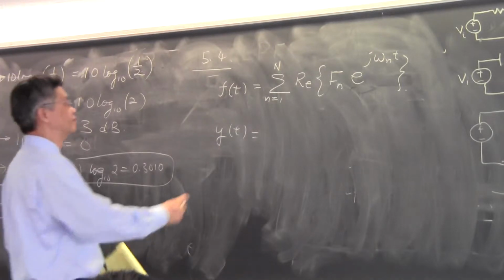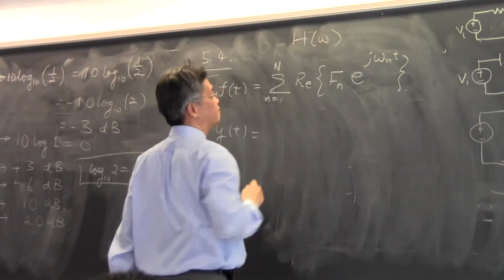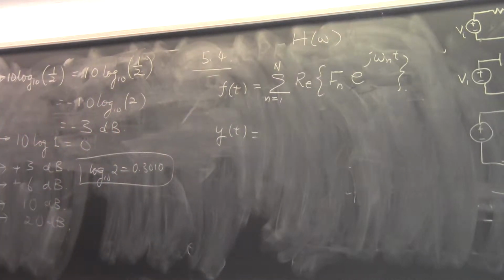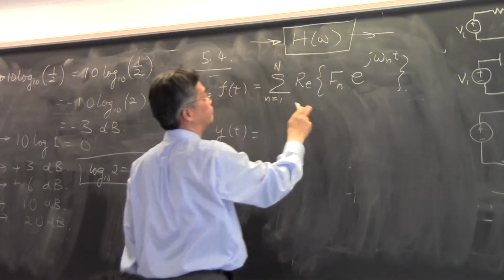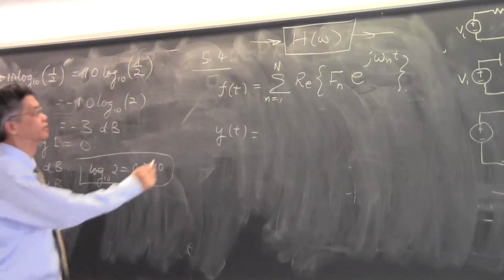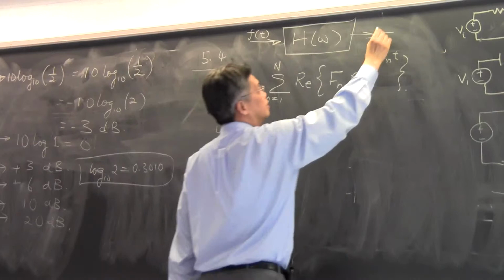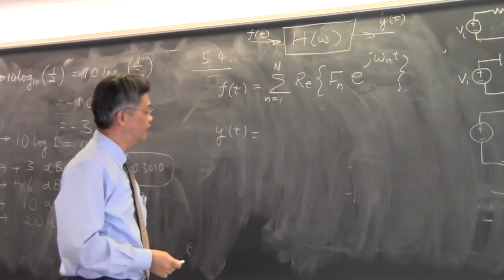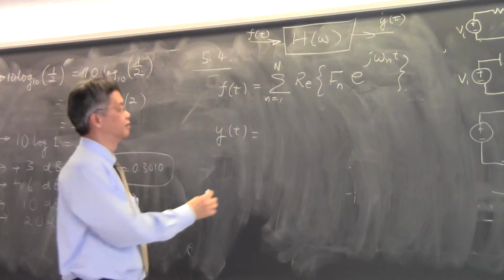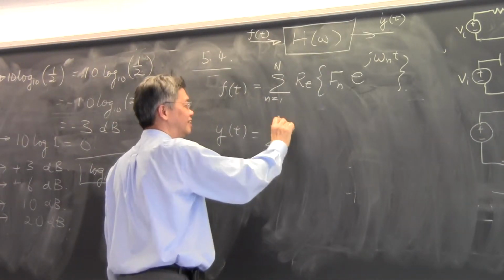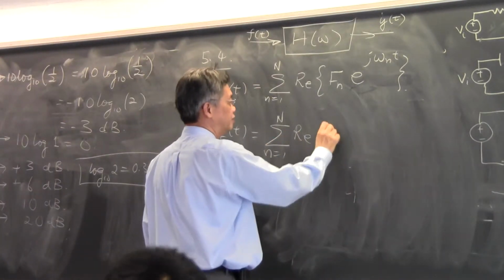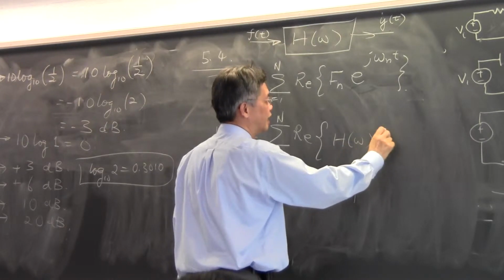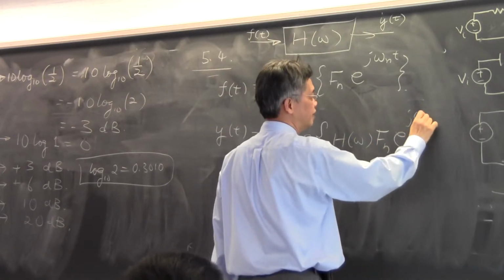If the transfer function, or the frequency response, is H(ω), and you know that you have this transfer function H(ω) governing the linear time invariant system, and you have an input and an output, and this is the input f(t), what should the output y(t) be? How would I write the output? The sum over n, very good, and what? Sum of n equals 1, and then the real part of H(ω) times the input times e^{jω_n t}.